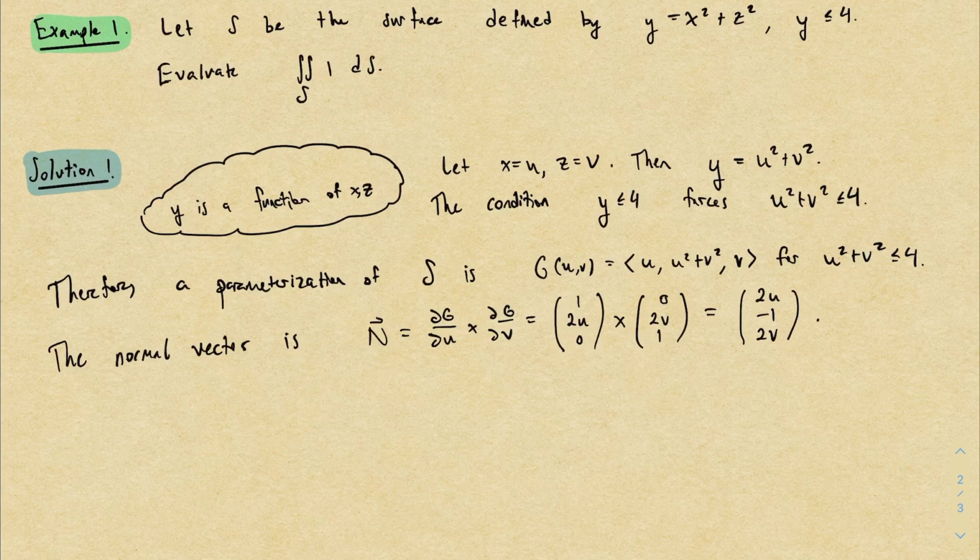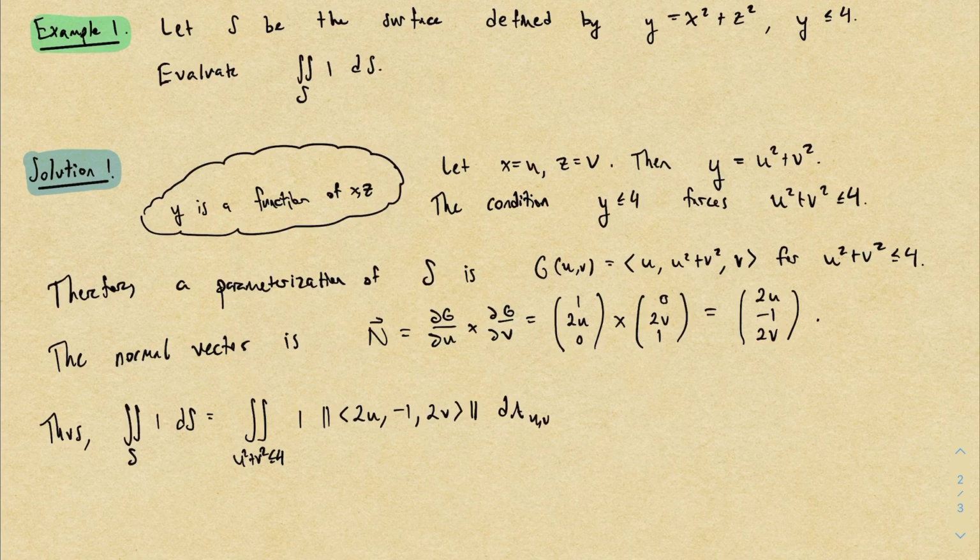And now we're ready to transform the integral. The original integral is the surface integral of 1. When we convert this into a double integral, our new region of integration is u squared plus v squared is less than or equal to 4. 1 stays 1, nothing changes there. And then I multiply by the magnitude of this normal vector that we computed. So computing this magnitude is going to be the square root of 4u squared plus 1 plus 4v squared.